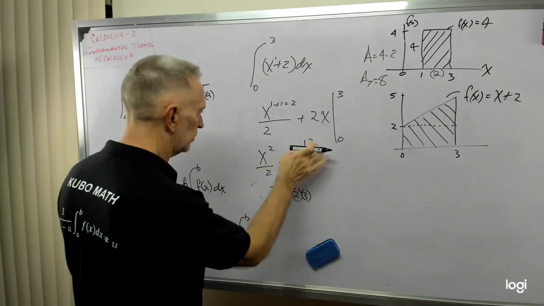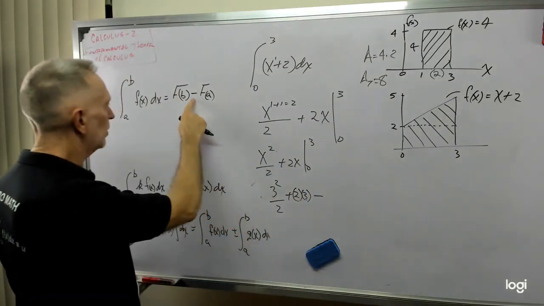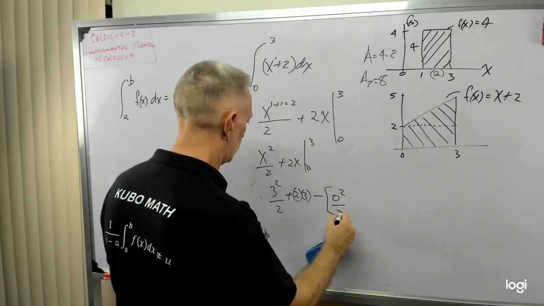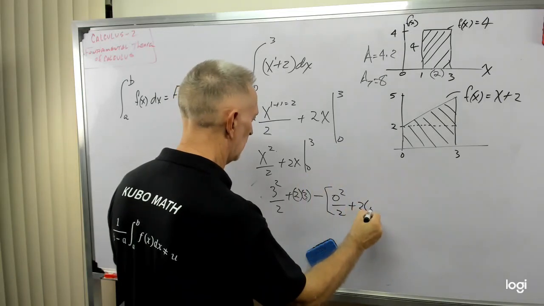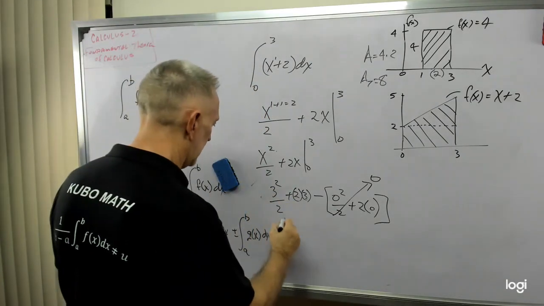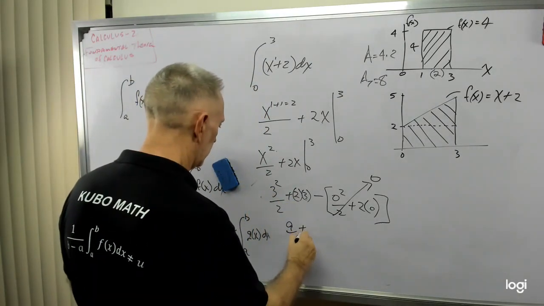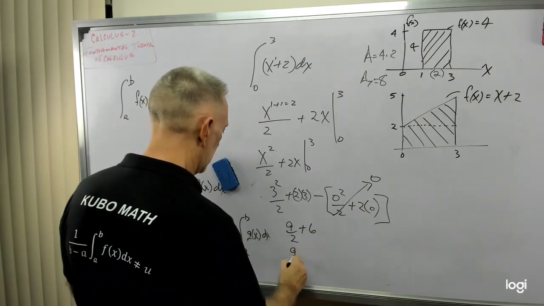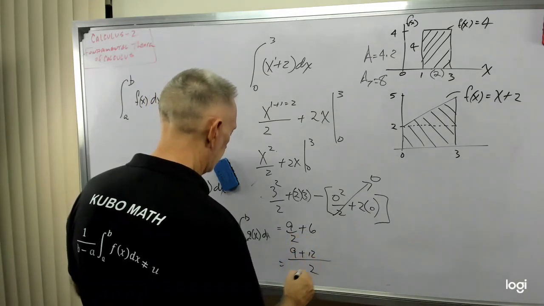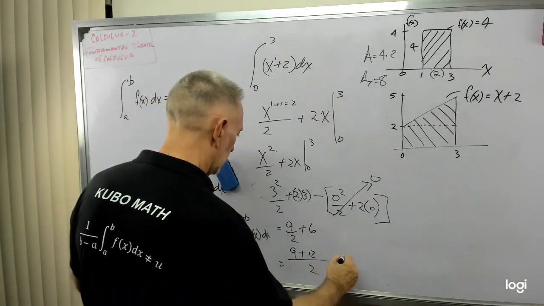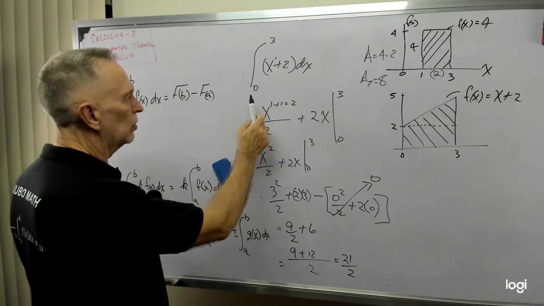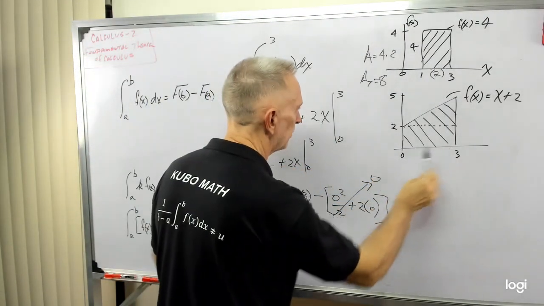Okay, that worked through this with that limit, minus, well here we are, minus 0 squared over 2 plus 2 times 0. All of that is 0. So we end up with 9 over 2 plus 6. So that's 9, we get a common denominator here, plus 12 over 2 would equal 21 over 2. So that's the area under that curve from 0 to 3.